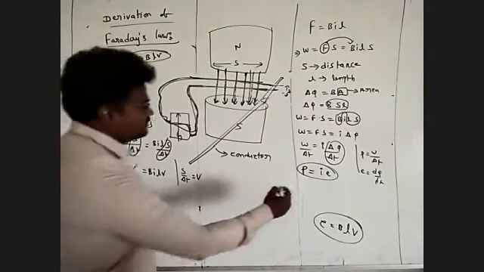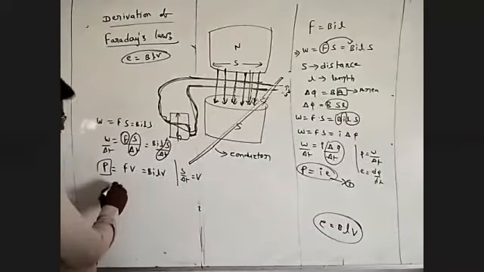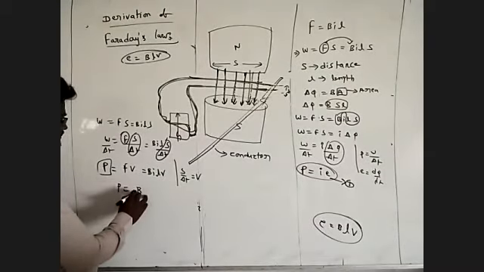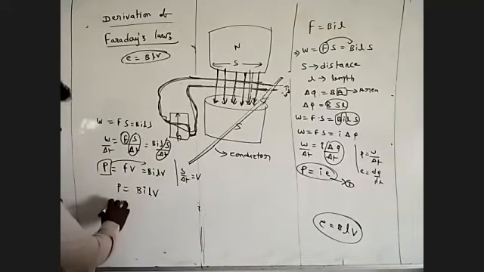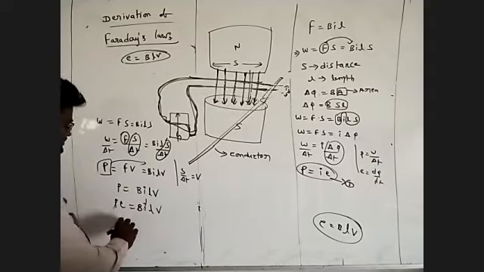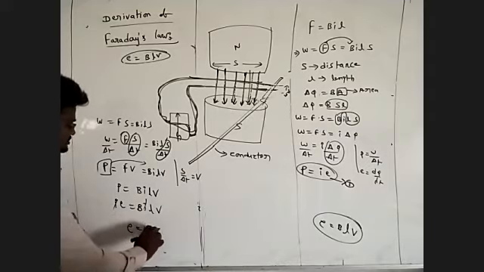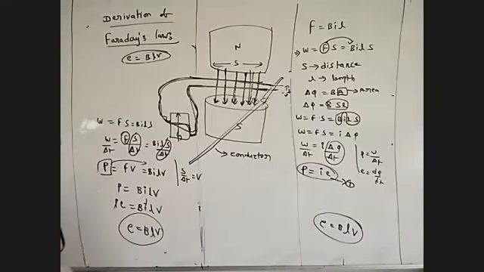Now P means, from equation number one, P is equal to B I L V. I'm taking P is equal to I E, so I E is equal to B I L V. The I cancels, so E is equal to B L V. This is the EMF, the induced EMF set up in that coil. That is the derivation of Faraday's law.